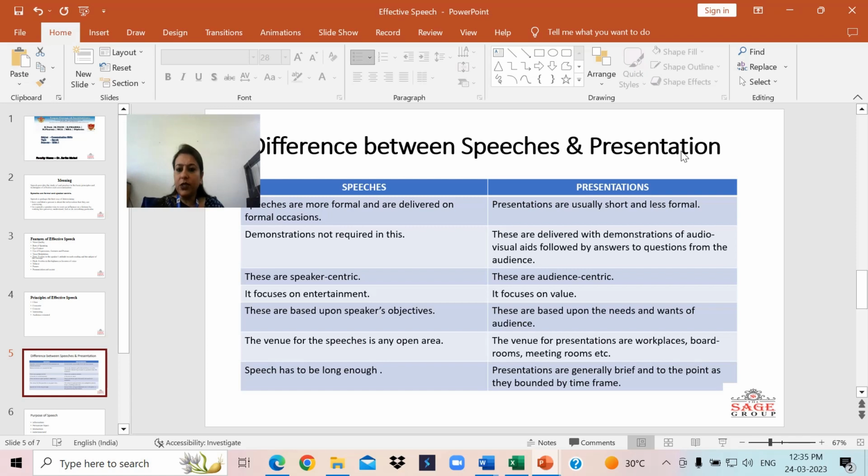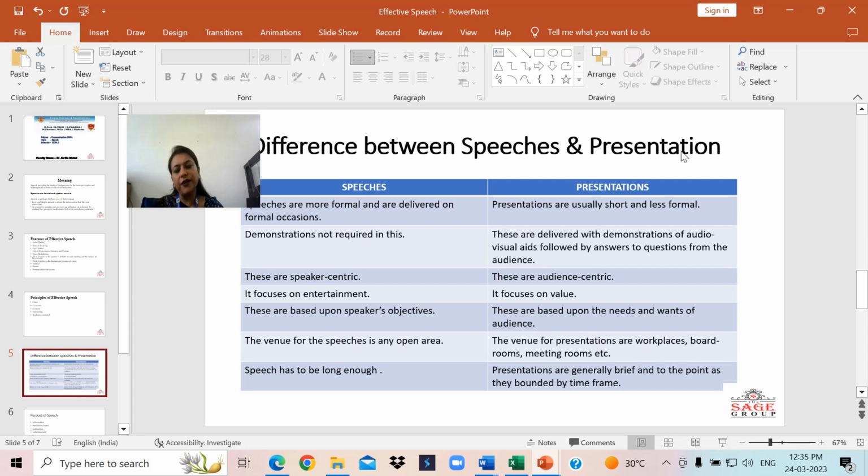The venue for speeches can be an open area, because the number of people is more as compared to presentations, whereas the venue for presentations is the workplace. It can be boardrooms, it can be meeting rooms, because normally the number of people in a presentation room is less as compared to speeches.